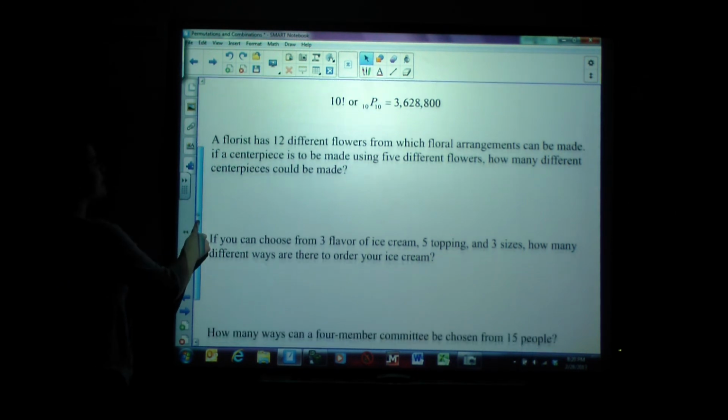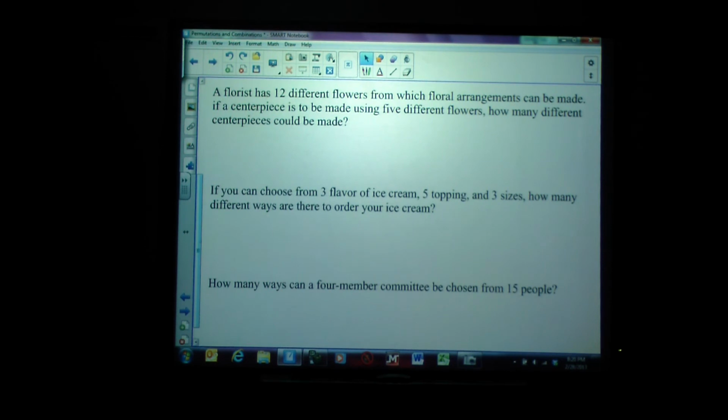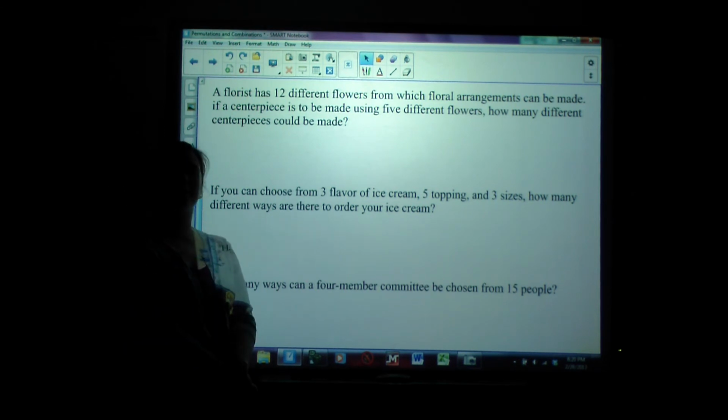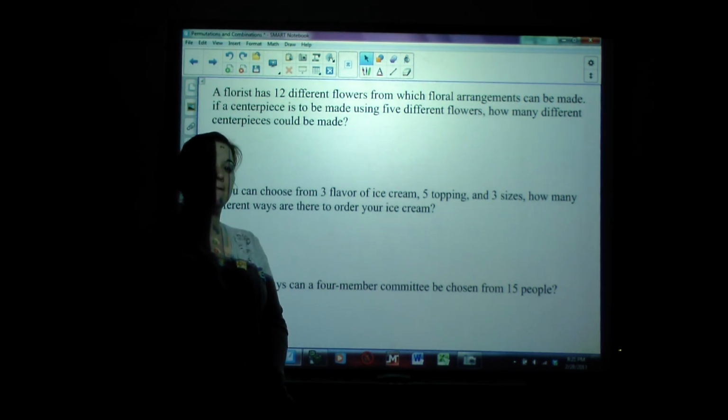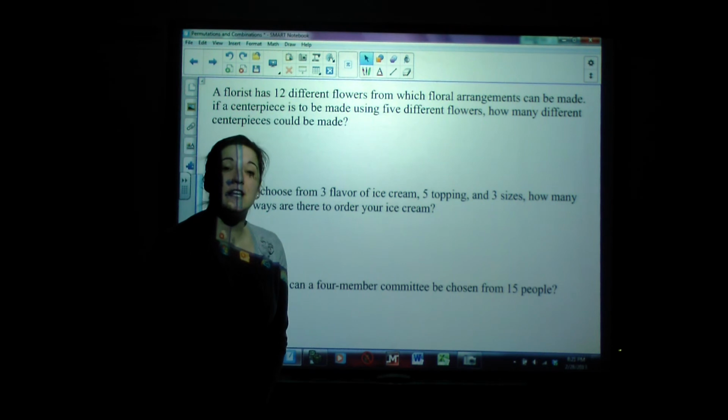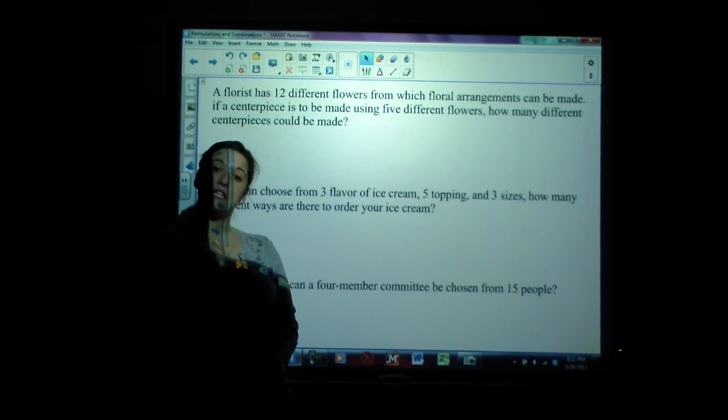Okay, let's try the next one. A florist has 12 different flowers from which a floral arrangement can be made. If a centerpiece is to be made using 5 different flowers, how many different centerpieces could be made? Okay, fundamental counting principle, permutations or combinations. Hopefully you are thinking combinations.